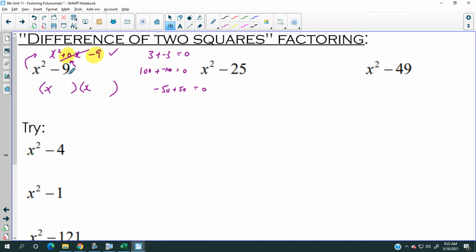Now, first of all, it's 9, right? So it has to be 3 and 3, right? To have the same numbers. And not only that, you have two same numbers that multiply to 9 but add up to 0. So what do you think the signs would have to be? Yeah, one has to be positive, one has to be negative. And that's it, right? And let's check the answers.